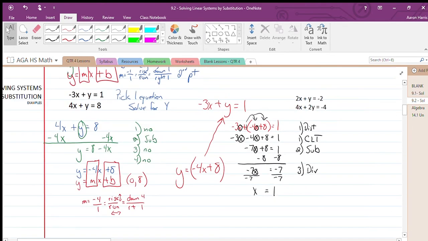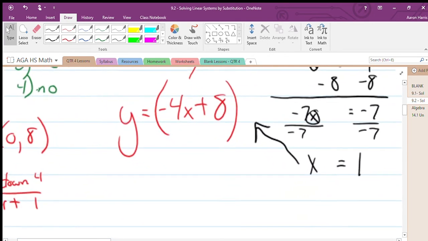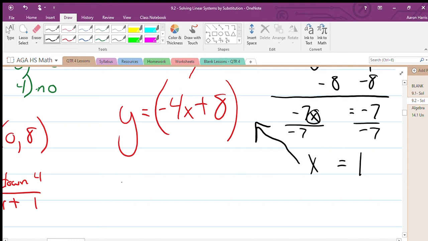Do I know what y is equal to? Not yet. But I do know what x is equal to. So what can I do? I can substitute it back in. And here we go. Life is simple. Y equals negative 4x plus 8. When we substitute in, what do we use? Parentheses. So I put a 1 plus 8.